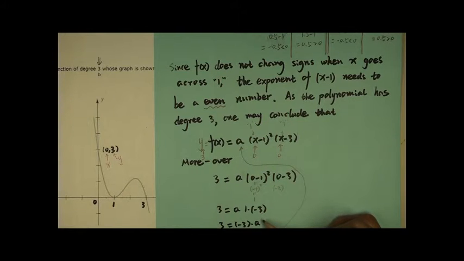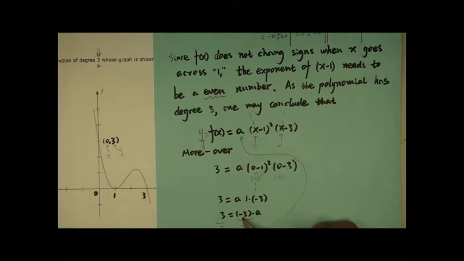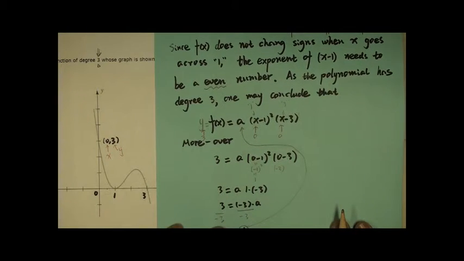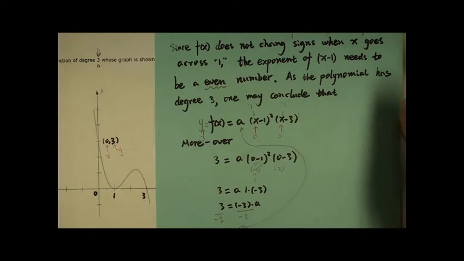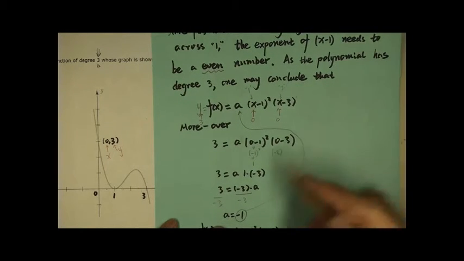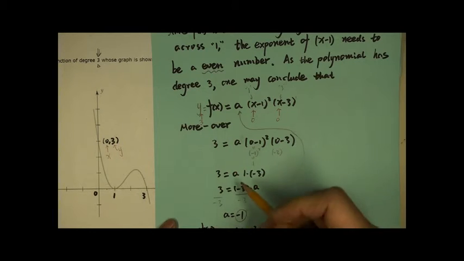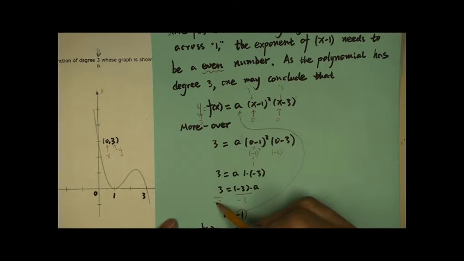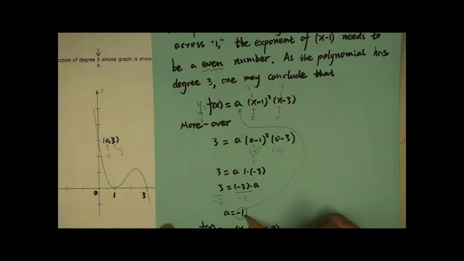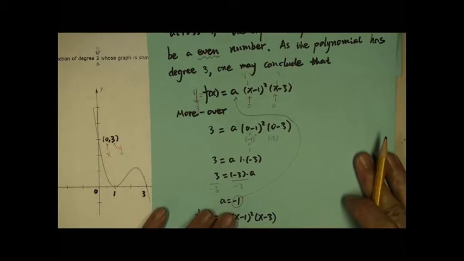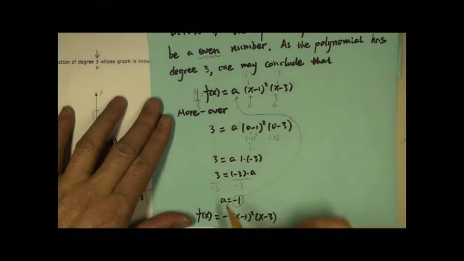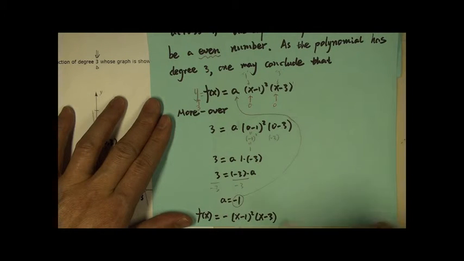Now, 1 times negative 3 is negative 3, and a, you leave it, equals 3. Divide both sides by negative 3. Negative 3 divided by negative 3 gives you a positive 1, and 1 times a is just a. The right-hand side is 3 divided by negative 3, which is negative 1. So a is negative 1, and you put it back here. You don't need to write 1, because 1 times anything is that thing. So this is actually f of x.